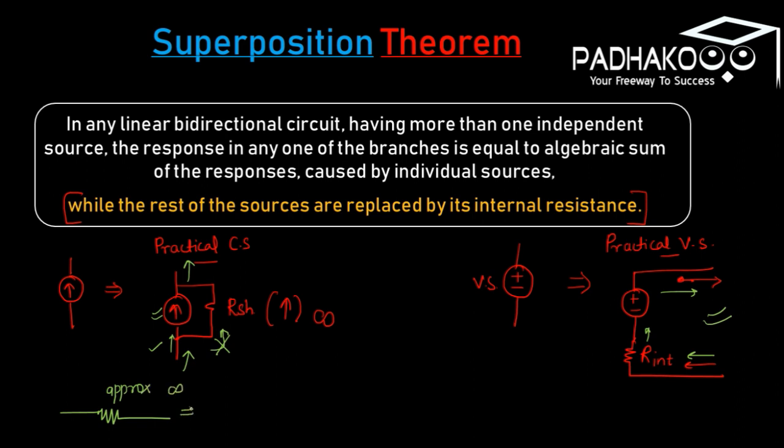So, as the superposition principle states, the current source can be replaced by an open circuit, and the voltage source can be replaced by a short circuit. The internal resistance of a voltage source, as it is stated to be 0, can be replaced by a short circuit.